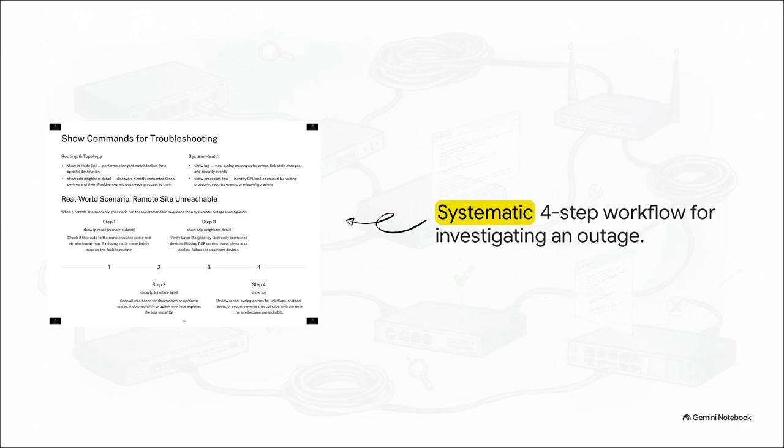Step 1. Show IP route. Does the router even know how to physically get to the remote site? If the route is missing, boom, it's a routing fault. Step 2. Show IP interface brief. Check for down interfaces instantly. Step 3. Show CDP neighbors detail. This checks your layer 2 adjacency to see if you can physically see the upstream devices. And step 4. Show log. Review the syslog for link flaps, protocol resets, or maybe a security event that matches the exact timestamp of the outage.